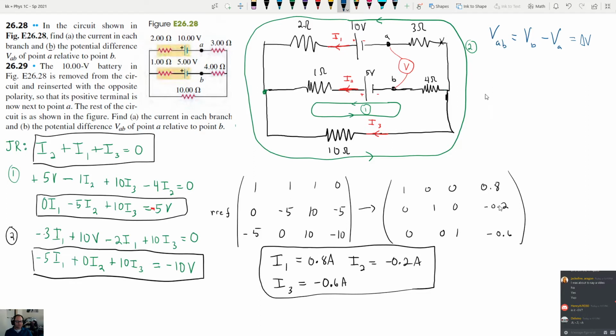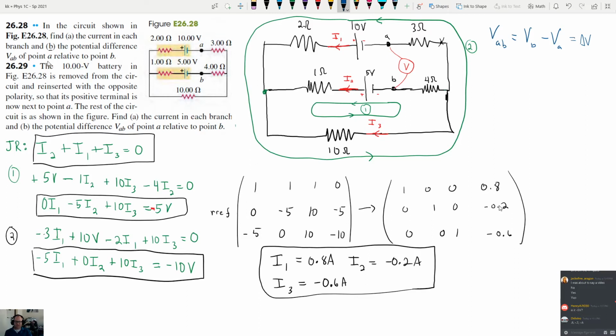So when they say VAB, they actually mean VB minus VA. That's what they mean. I'm pretty sure that's what they mean by VAB. I would need to go back and check in the textbook. But it doesn't matter, because at the very worst we're going to be off by a minus sign, right? If they actually mean VA minus VB, then we're off by one minus sign. It would just be up to a sign.